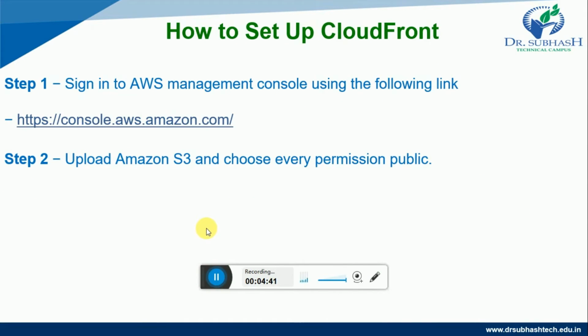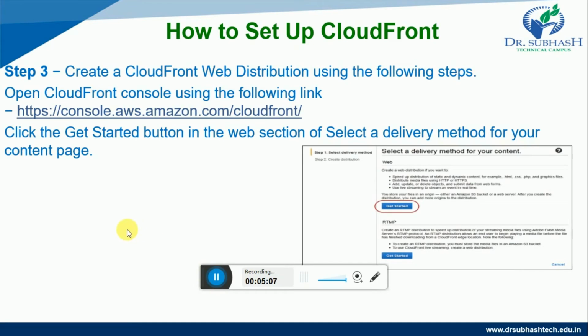Now let us understand how to set up a CloudFront service in AWS. For that, we have to follow the following steps. In step 1, sign into AWS Management Console using the following link. This link is given here. In step 2, upload to the Amazon S3 and choose every permission as public. After completion of step 1 and step 2, we have to follow step 3. And in step 3, we have to create a CloudFront web distribution using the following steps.